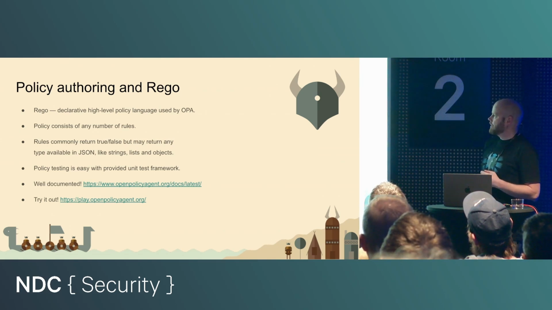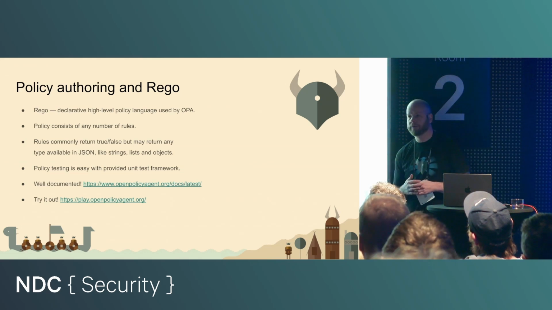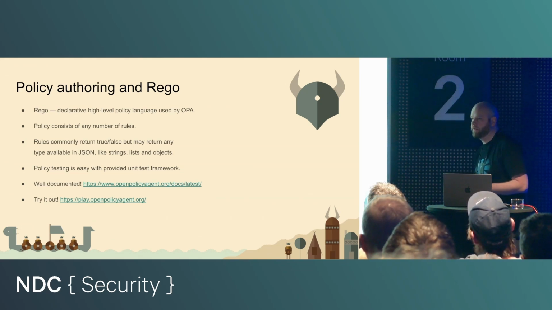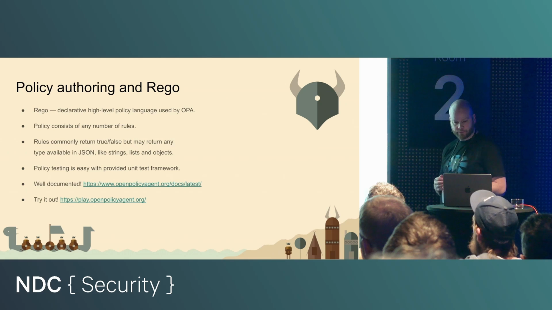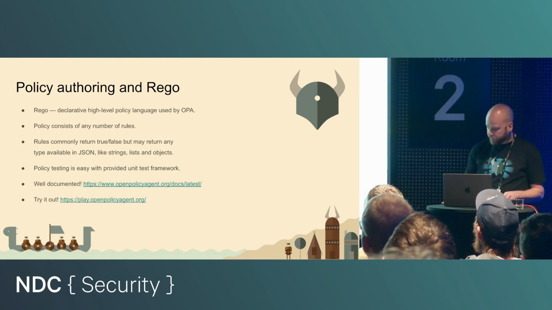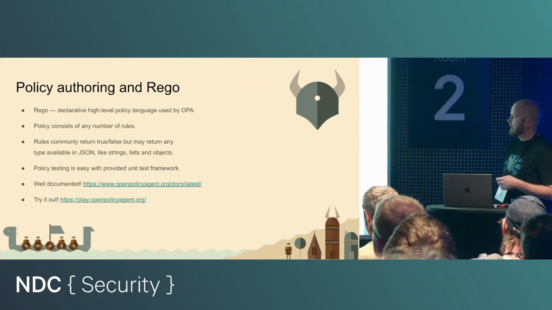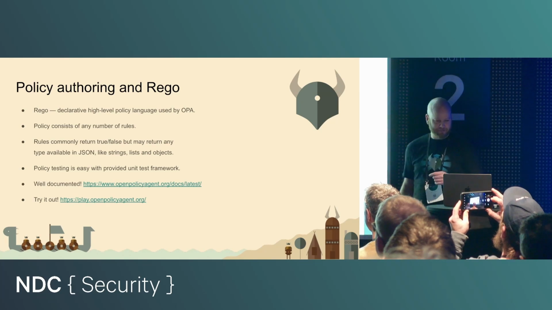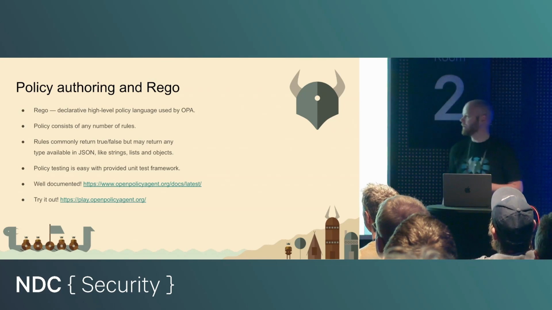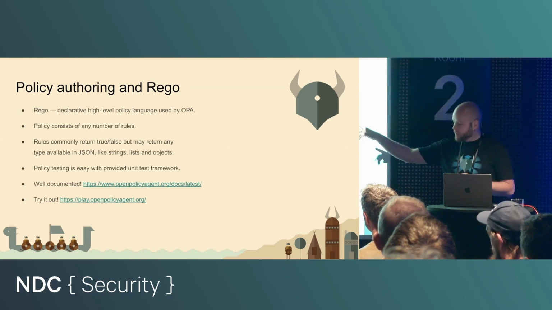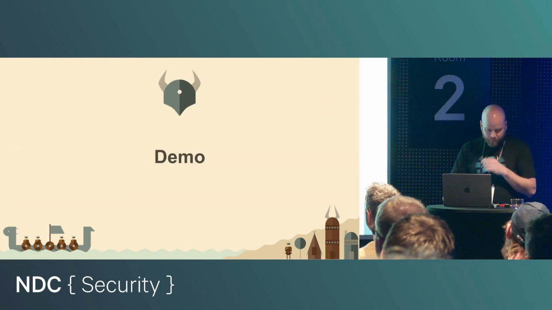So OPA comes with a unit test framework, because of course, policy is code. We treat policy as code. One of the virtues of code is, of course, that it's testable. And this is even more important when you're dealing with these type of policies. It's a fairly well-documented project, I must say. I've done a lot of that documentation myself, so I guess I'm biased, but I think we have reached a pretty good level of documentation. There's also a playground, so you can try it out without having to download anything.